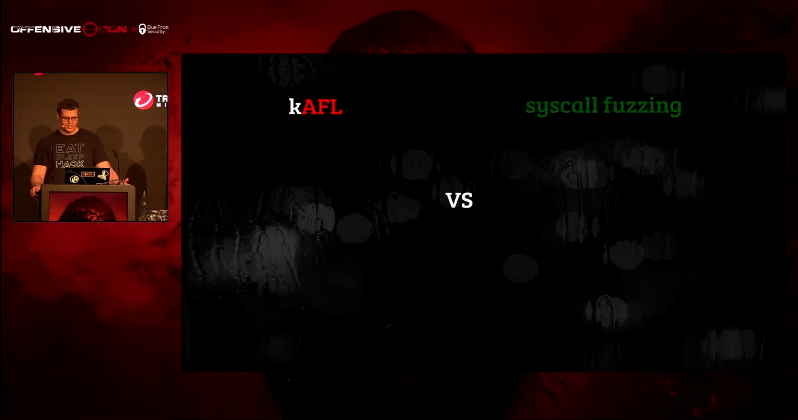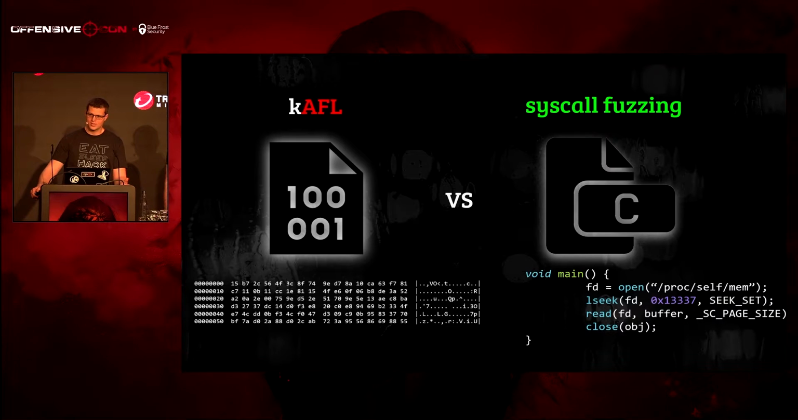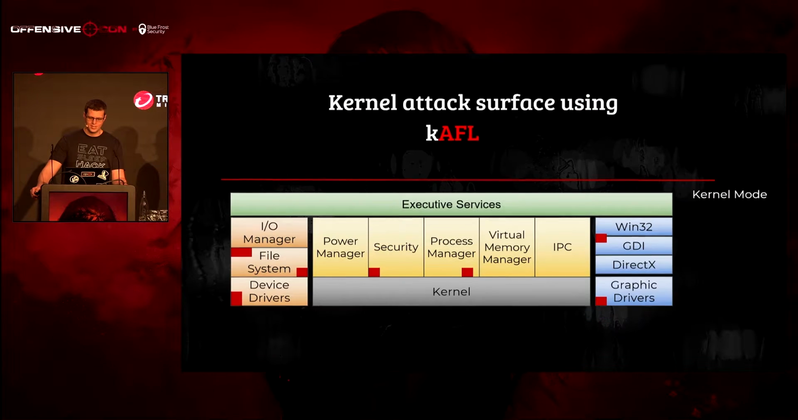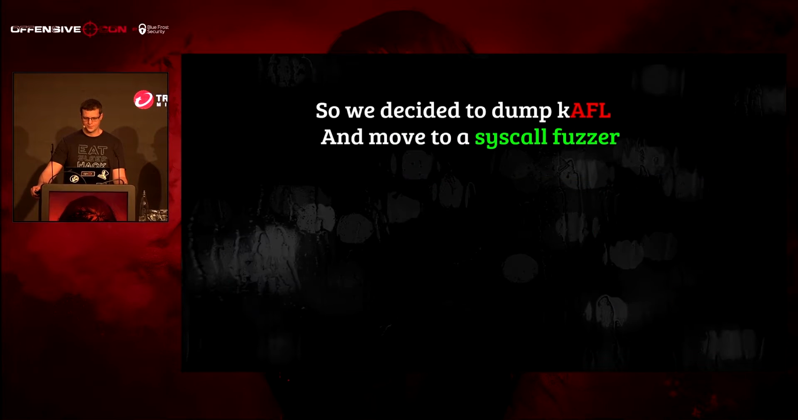So if we take a step back, unfortunately, what KFL provides us is a binary blob. And what we want is a sequence of syscalls that semantically makes sense, preferably as a C file. If we look back at the attack surface we had with binary parsers, and go back and look at what a syscall fuzzer can give us, we can see that now the map is much better. We can attack much more of the kernel, and that's good for us as attackers.